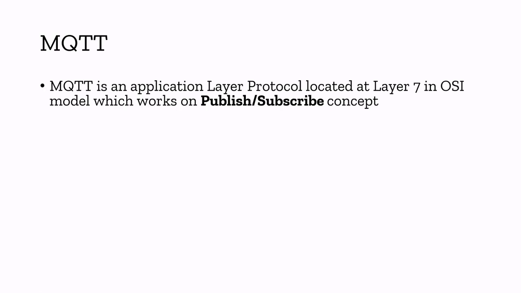Now let's talk about MQTT. MQTT stands for Message Queuing Telemetry Transport. I can strongly say this is one of the trendiest protocols used by a lot of companies and developers around the world for IoT based applications. So what is MQTT? MQTT is an application layer protocol similar to HTTP and WebSocket, located at layer 7 in the OSI model, which works on the publish-subscribe concept. In WebSocket and HTTP we call it request-response, but here it is a publish-subscribe concept.